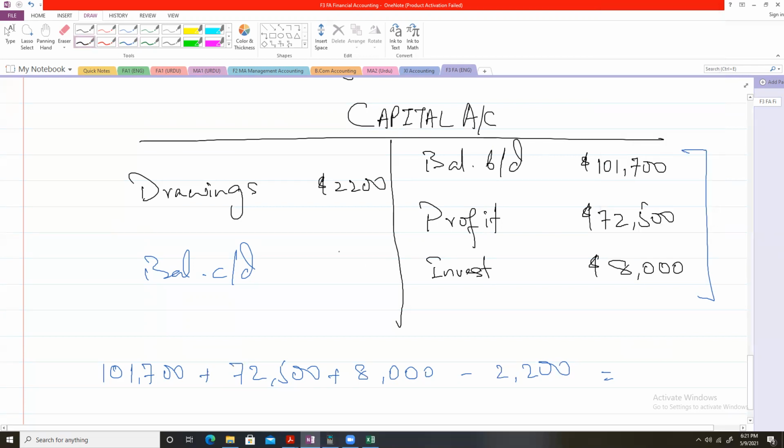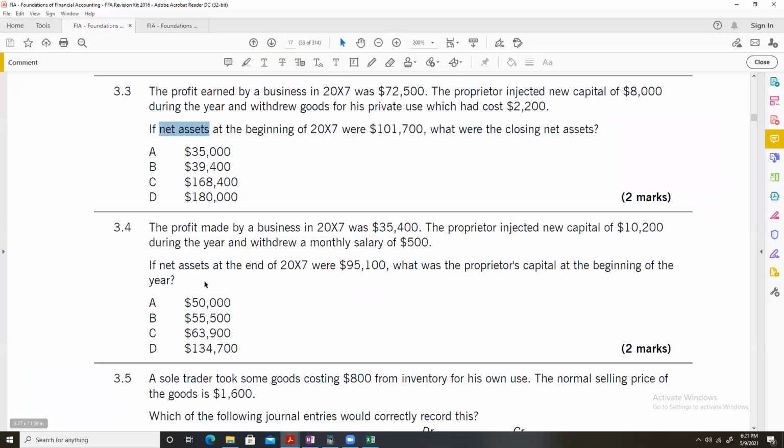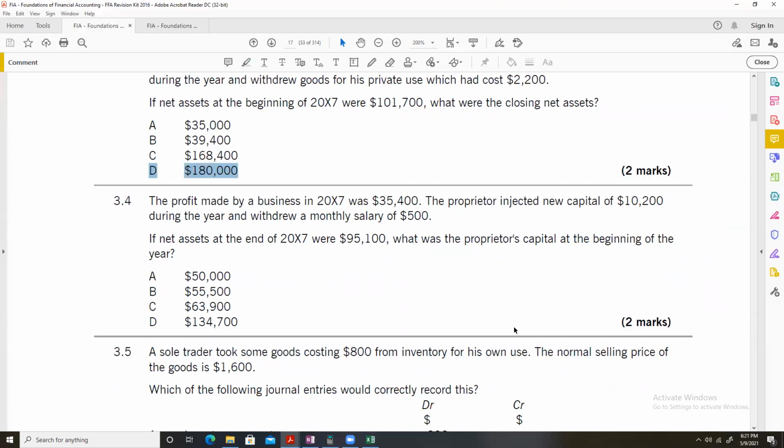The answer is 180,000. This is the balance of the capital account at the end of the accounting period, or you can also say that it is the closing balance of net assets, because the closing balance of capital is also called net assets. So this is the answer, 180,000. Yes, D is the correct answer to this one.